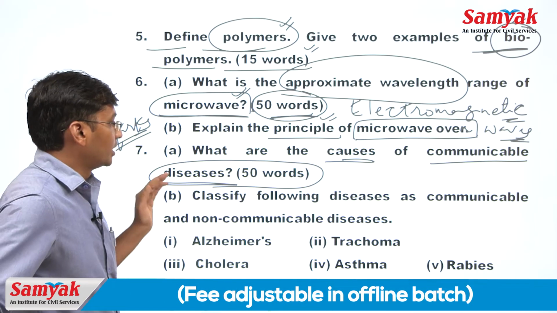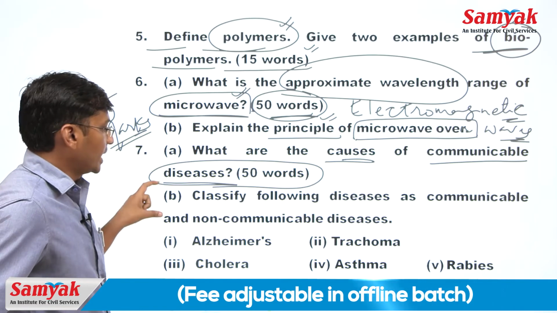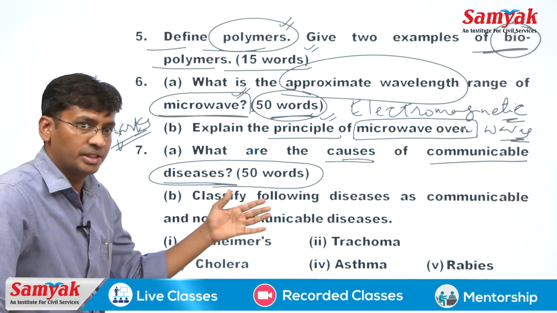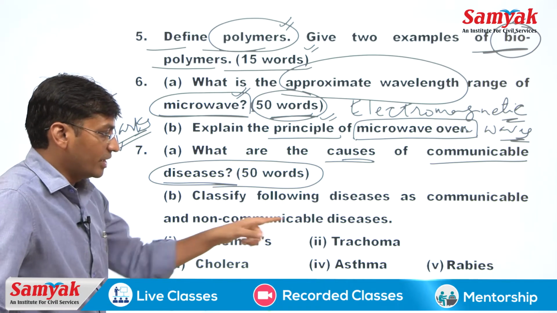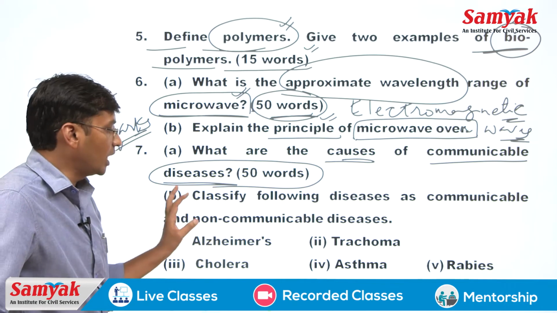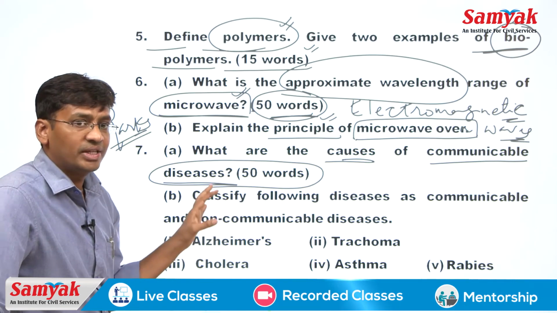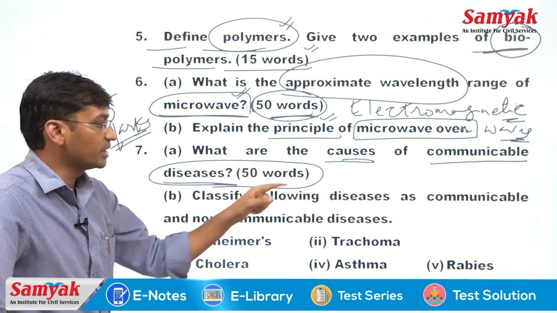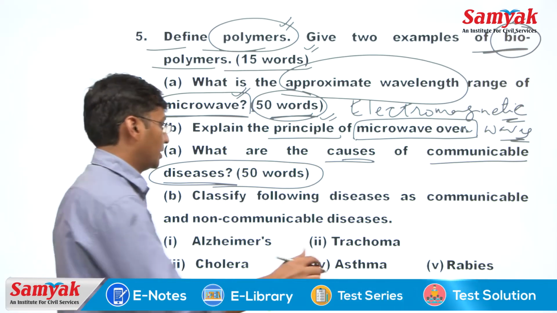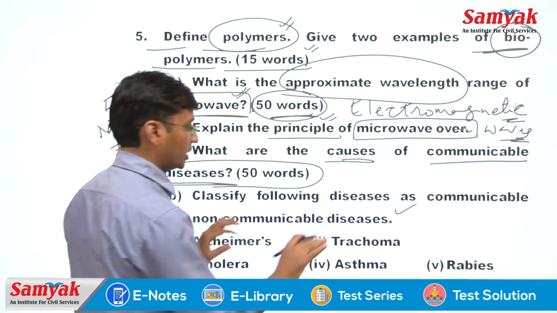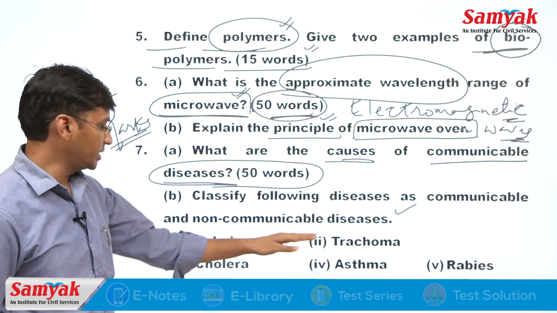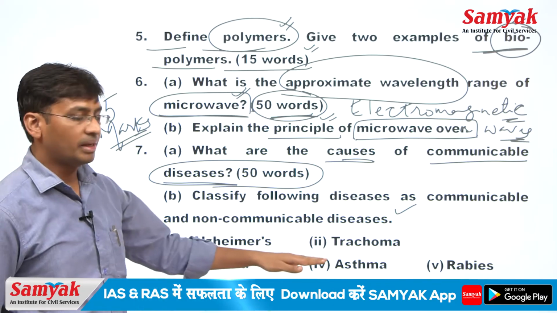Next question is, here 2 questions have been asked. So, next question is classify following diseases as communicable and non-communicable diseases. Okay. So, here they have given you 5 diseases. You have to classify, or you have to differentiate, you have to categorize all these diseases into 2 categories, that is the communicable and the non-communicable diseases. So, you have to classify these diseases, that is the Alzheimer's disease, trachoma disease, the cholera, the asthma and the rabies.